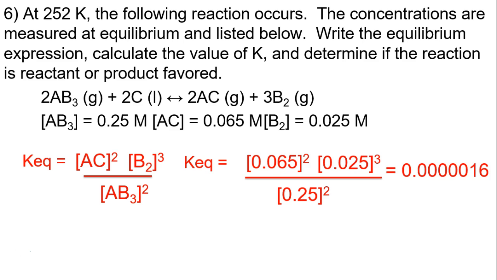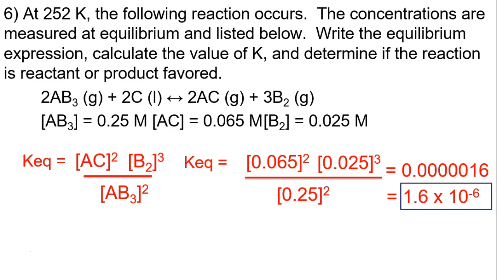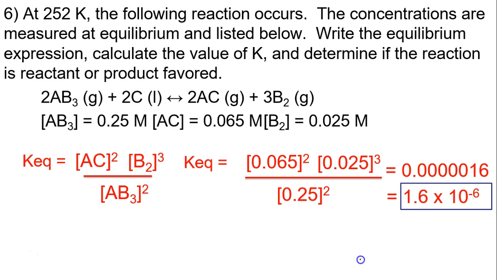Oh, we've got something less than 1 again. So if it's less than 1, which is also this in scientific notation, then, oh, I didn't write this. This is definitely reactant favored. I'm not good at this at all. That's why I don't usually write on here. Reactant favored.